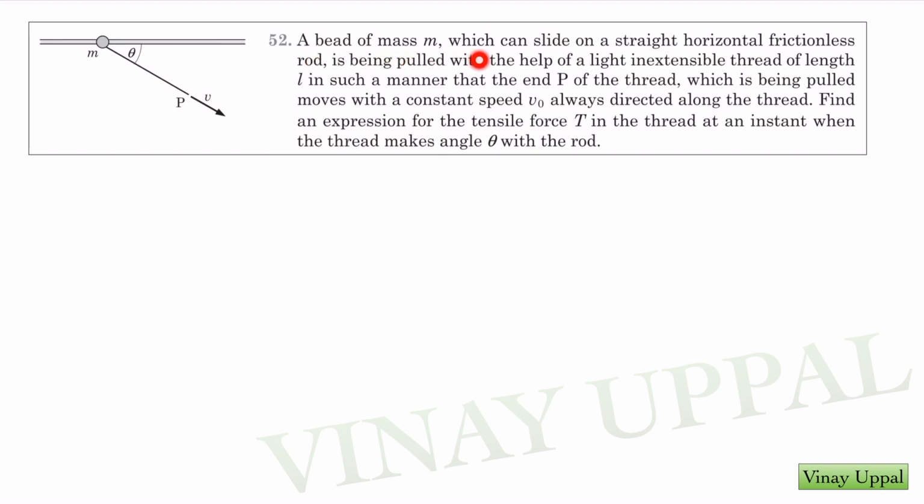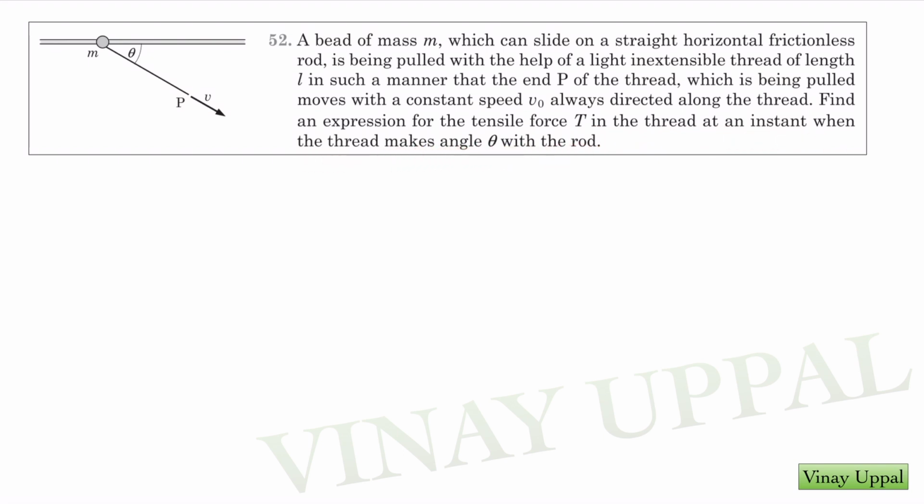A bead of mass m which can slide on a straight horizontal frictionless rod is being pulled with the help of a light inextensible thread of length L. So this is the bead that can slide over the smooth rod and it's being pulled by the string in such a manner that the end P of the thread which is being pulled moves with a constant speed V0, always directed towards or along the thread. So this end P always has a velocity along this thread. Find an expression for the tensile force T in the thread at an instant when the thread makes an angle theta with the rod.